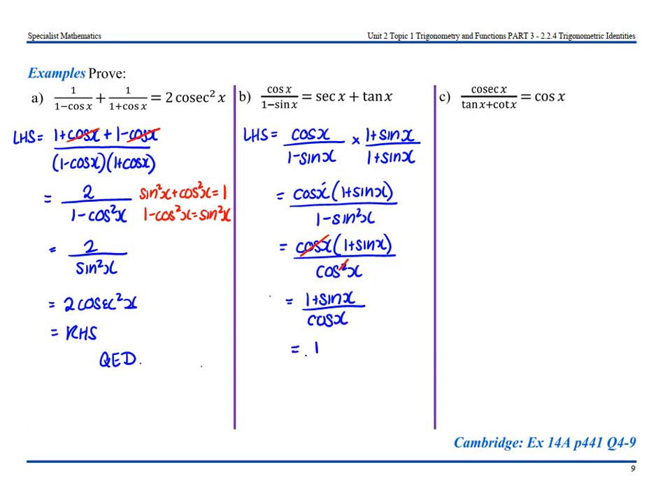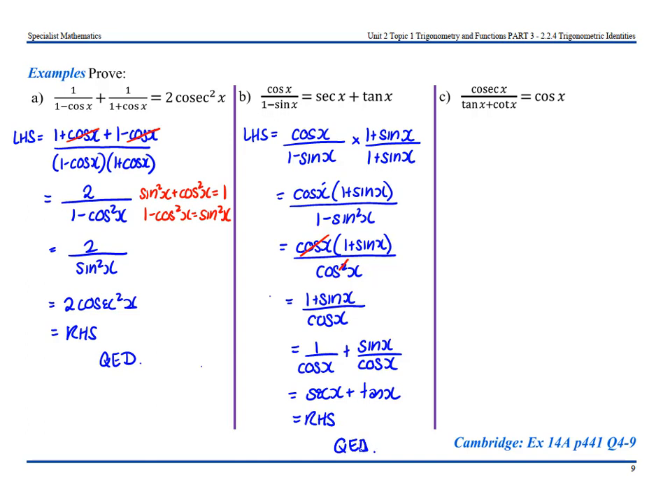So that becomes 1 over cos x, if I split my fraction, plus sine x over cos x. 1 over cos x is sec x. Sine x over cos x is tan x. So that's my right-hand side, and I am done.